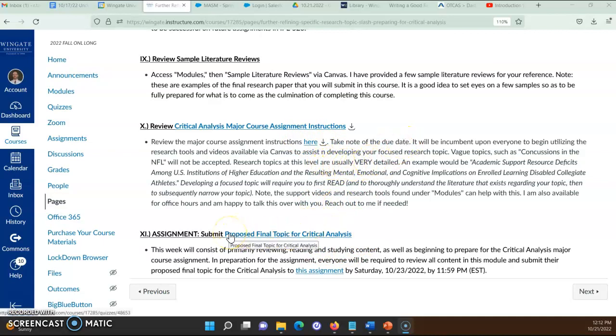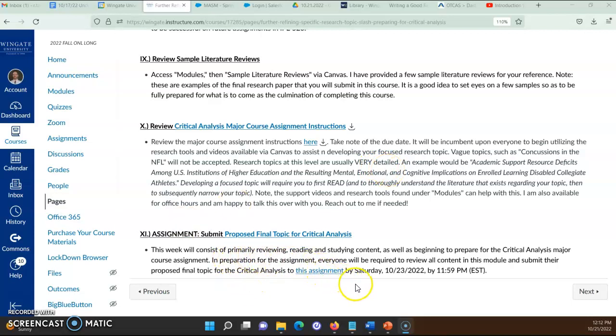Finally, your assignment is to submit a final, proposed topic for the critical analysis. I'm going to look at that topic and let you know whether or not it's specific enough. And if it's not, I'm going to provide feedback. However, do not submit a topic that is something similar to, quote, concussions in the NFL. Your topic needs to be similar in scope to the ones that I have provided here in the instructions and also in the assignment itself.